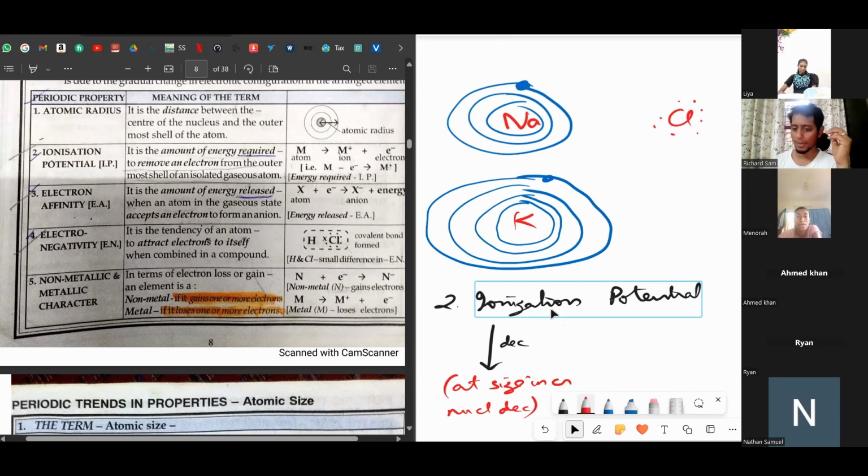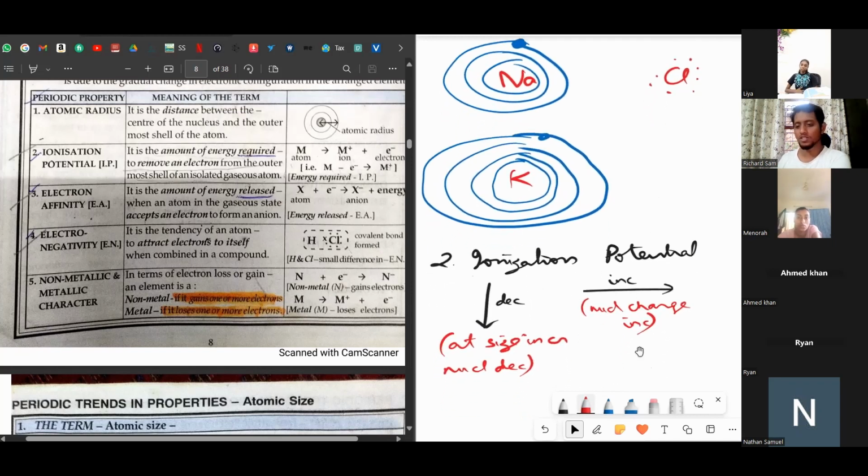And as you go to the right, what happens? Ionization potential increases. Why? Because nuclear charge increases. When there's more nuclear charge, you need more energy to remove that electron from the outermost orbit. Is everyone clear with this? Okay. So write down the trend for ionization potential.